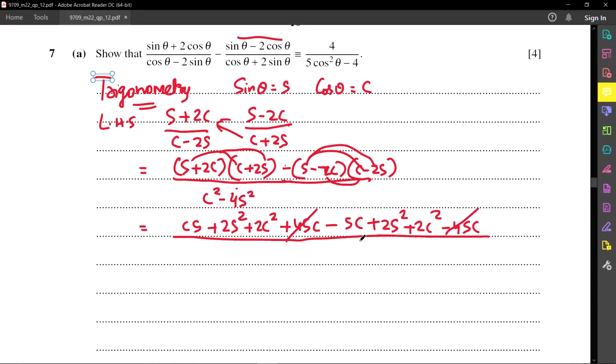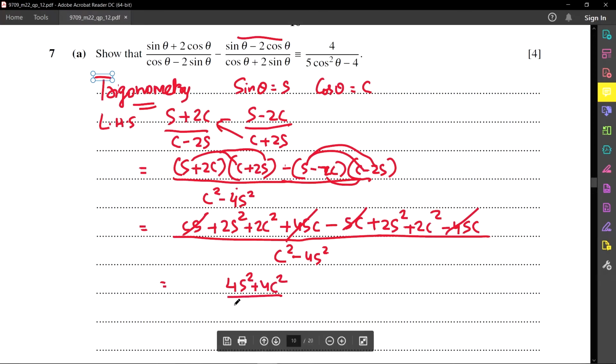You can cancel this. So here, again, this one also can be cancelled. Now 2 sine square plus 2 sine square, you have 4 sine square. The denominator you have cos square minus 4 sine square. The numerator you have 4 sine square plus 4 cos square, divided by cos square minus 4 sine square.